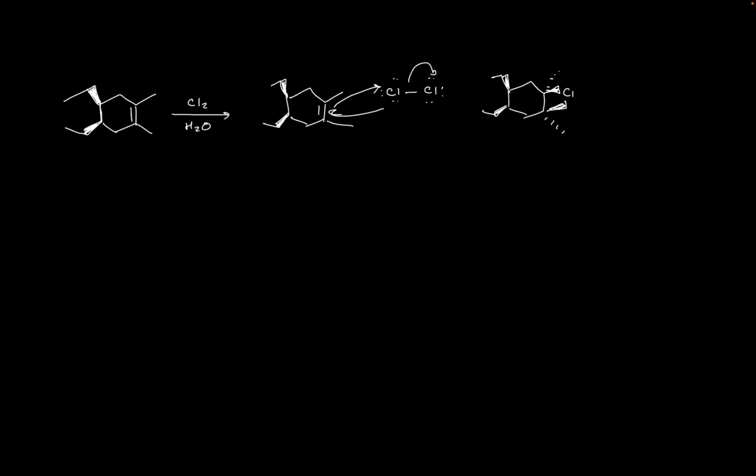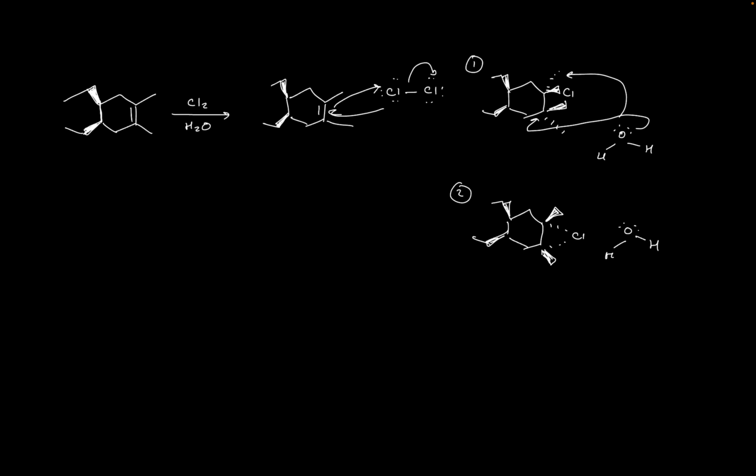And I will call this pathway 1. In another scenario, it forms a bottom face cyclic compound, pushing these methyl groups up. In either of these scenarios, when H2O comes along, it can attack either this face or it can attack this face. Same thing here, it can attack this face or it can attack this face. So we're actually going to get 4 products at the end of the day.